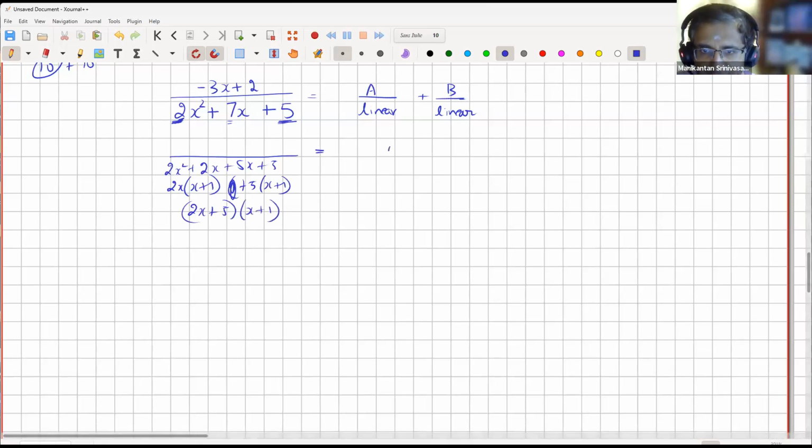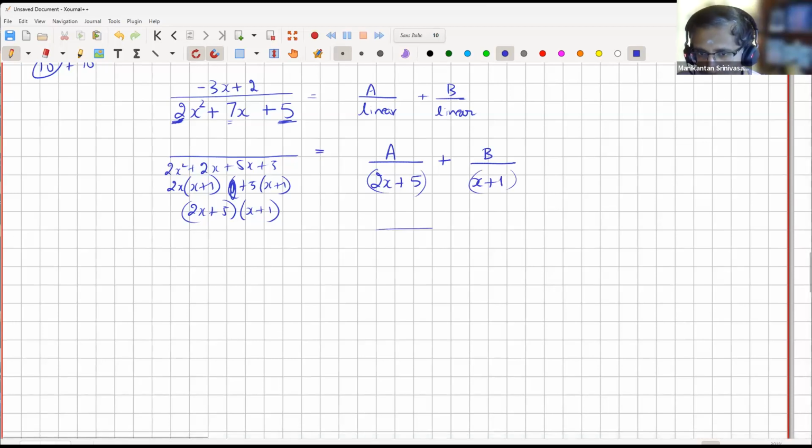So I will write it as a by 2x plus 5 plus b by x plus 1. It's the reverse process of taking a common denominator. Suppose we had what I have on the right hand side, then we could take a common denominator by multiplying 2x plus 5 and x plus 1. So in a way, it's the reverse process of what we're doing right now. And suppose we do the multiplication, 2x plus 5 times x plus 1 will get multiplied here, which is exactly the denominator we have here.